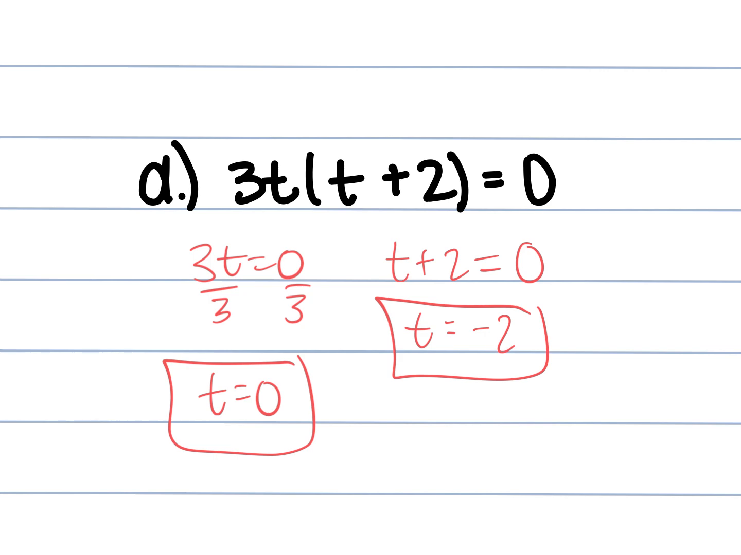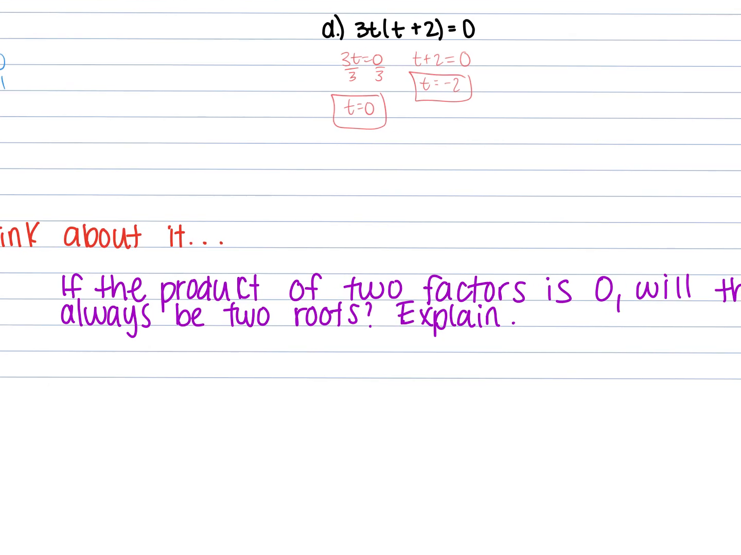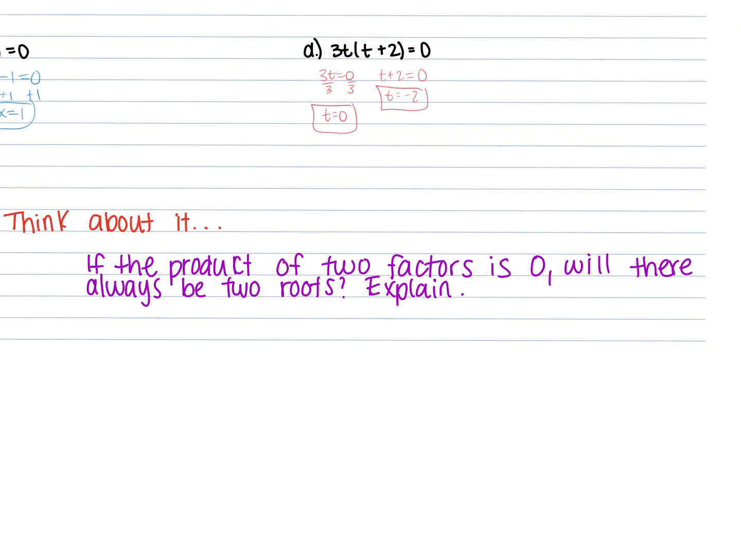All right, so I want you to think about this. If the product of two factors is 0, will there always be two roots? Yes. No. Maybe so. The answer is no. I want you to think about when we would only have one root if there were two factors that equal 0. If they both equal 0, then we'd only have one root, which is x equals 0. Do you guys agree? But what if they were both 2?